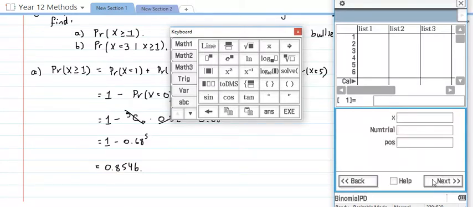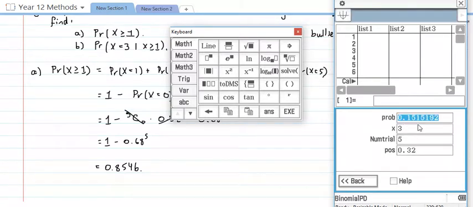So X, that's the number of outcomes. It doesn't really matter for this. I'm not going to try and calculate anything. I'll just use 3. And the number of trials can be 5. And the probability that we had in the last question was 0.32. So when I do that, it tells me that the probability of X equaling 3 is this number here, which I'm probably going to need in this next part of the question.